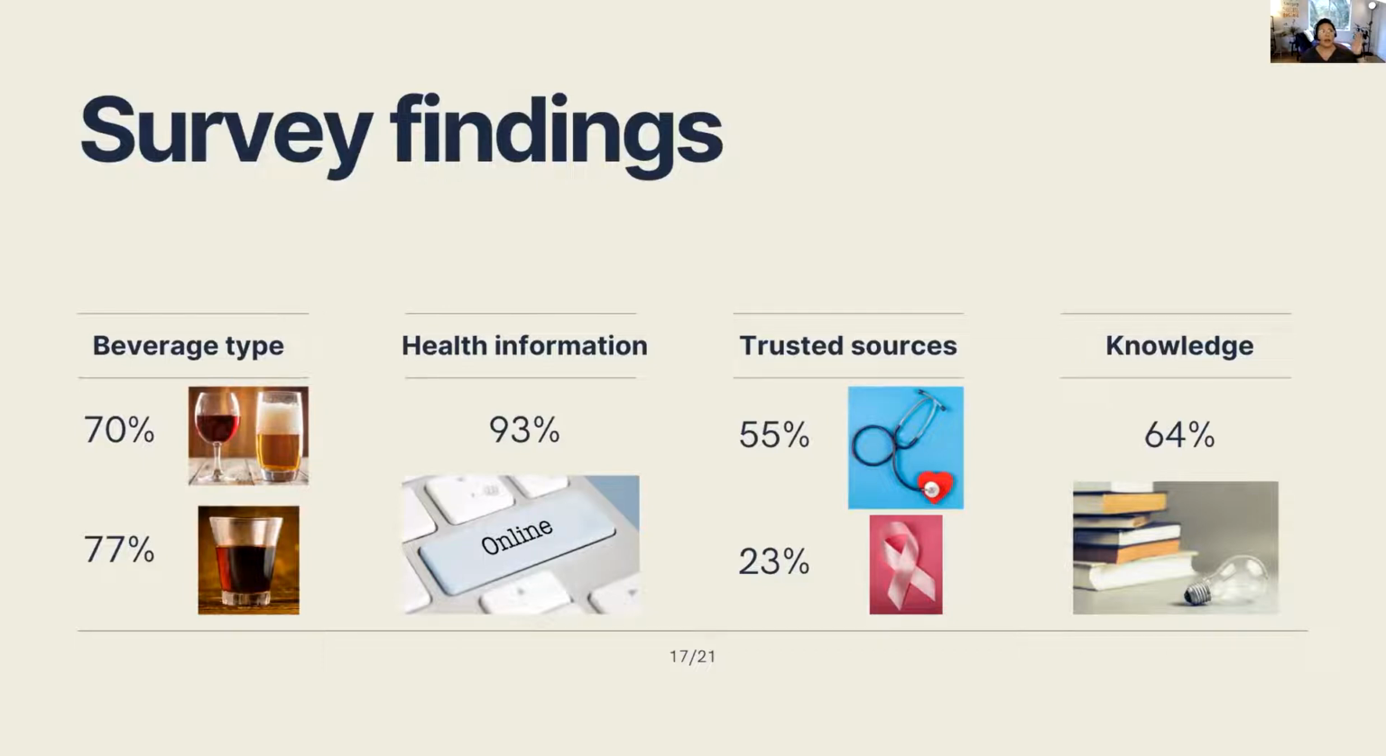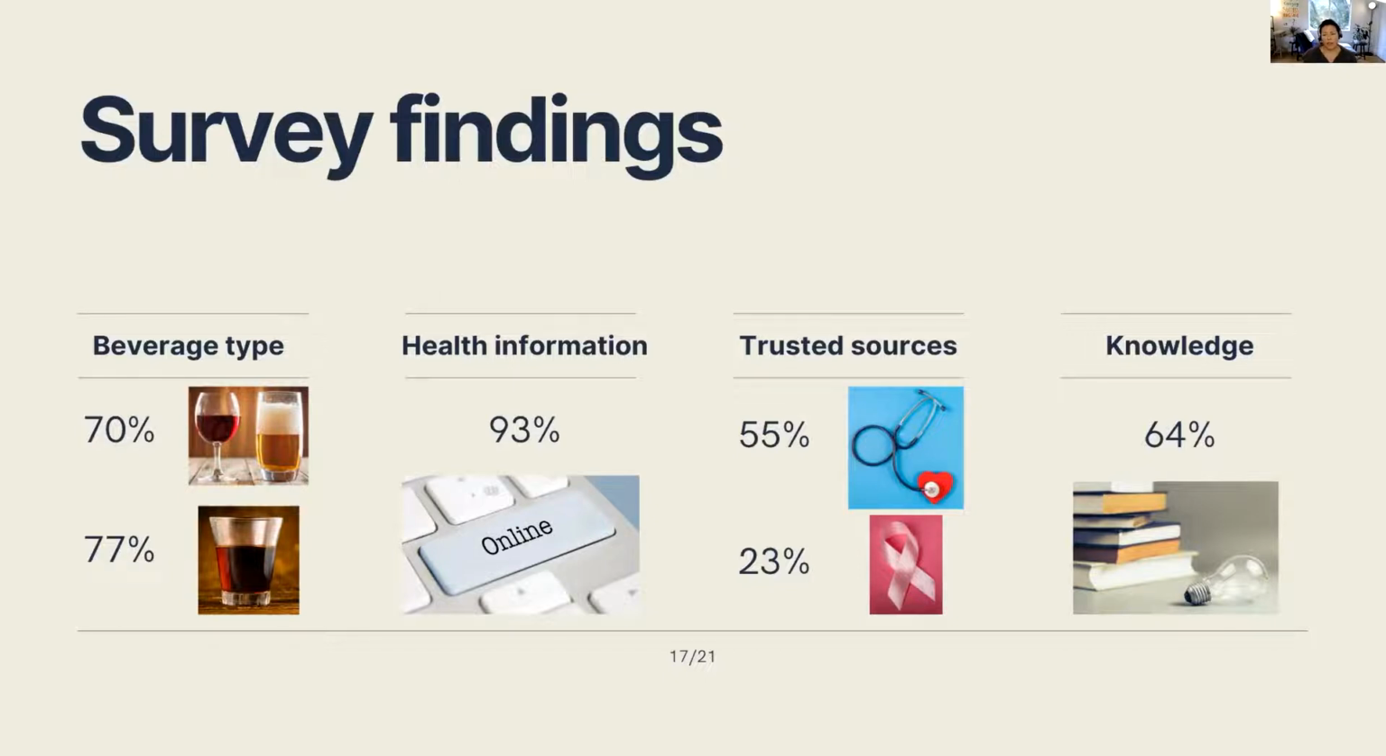We asked where they got health information the last time they did a search for health information, and 93% said that they went online. So clearly we needed an online presence that would appeal to young women and provide them with information that they could trust. We asked what sources of information they would trust. Specifically, we asked where they would go to learn about the link between alcohol and breast cancer that they would believe. 55% reported health workers or their own primary care physician, and about a quarter reported breast cancer advocacy organizations or university affiliated organizations.